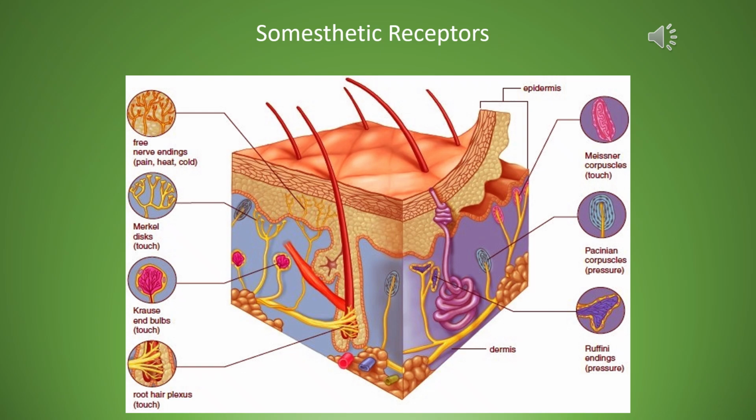So we have receptors called Krause end bulbs. Those are actually located only in the mucous membranes. They are very similar to the Meissner corpuscles. Meissner corpuscles are in the skin. Krause end bulbs are in the mucous membranes. Notice that we have hairs, and the hair follicle itself is innervated. So if the hair moves, then we can feel it. Those are just called hair receptors. They innervate the hair follicle.